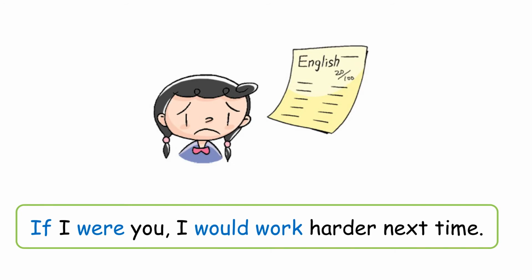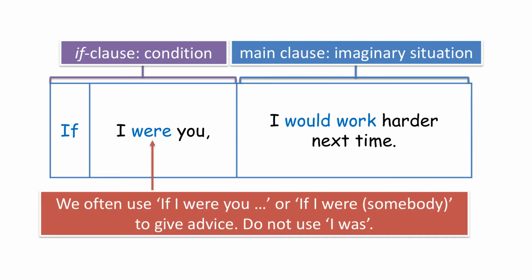Let's look at some examples. If I were you, I would work harder next time. We use conditional sentences with if to talk about imaginary situations. Here, this is the if clause saying the condition, if I were you. And here, the main clause talks about imaginary situation. I would work harder next time.